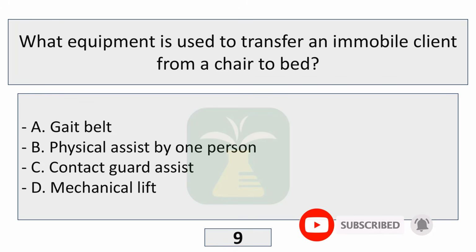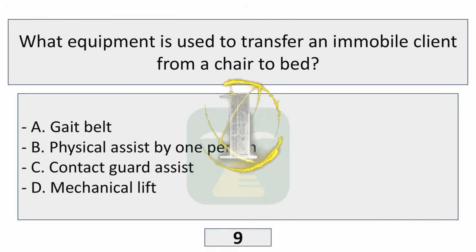What equipment is used to transfer an immobile client from a chair to bed? A. Gait belt. B. Physical assist by one person. C. Contact guard assist. D. Mechanical lift. Correct answer. D. Mechanical lift. Mechanical lifts ensure safety for immobile clients.